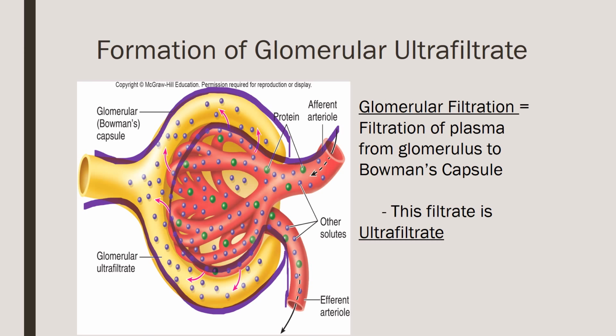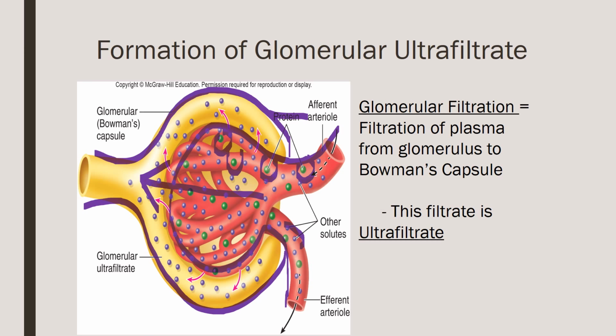So glomerular filtration is the filtration of the plasma from the glomerulus into the Bowman's capsule. This figure is very important because it shows that these green dots here are examples of proteins, and proteins are not going to be filtered. Rather, it's going to be other solids, such as electrolytes, ions, water, those types of materials. Also, blood cells are not going to be filtered.